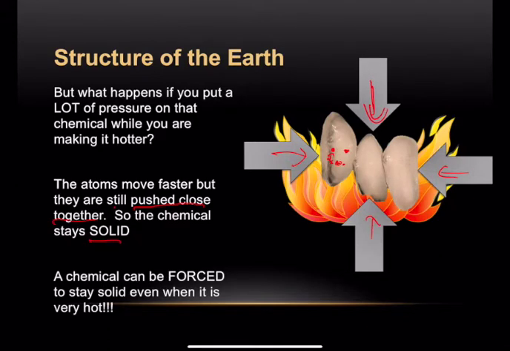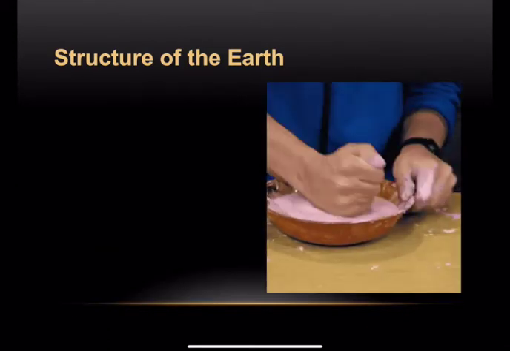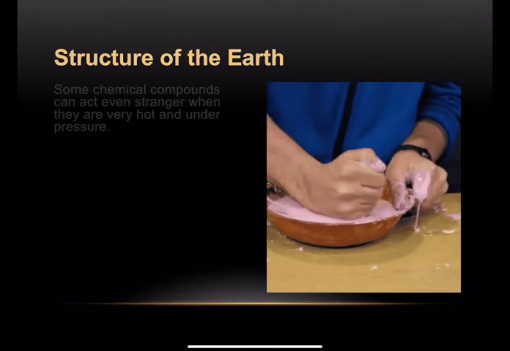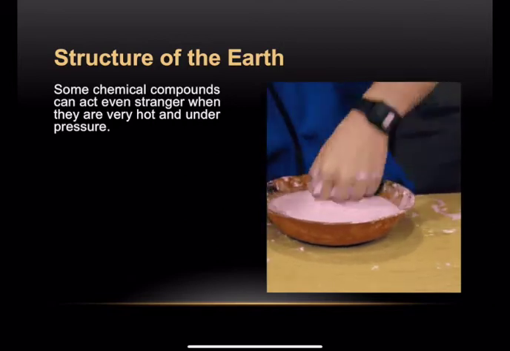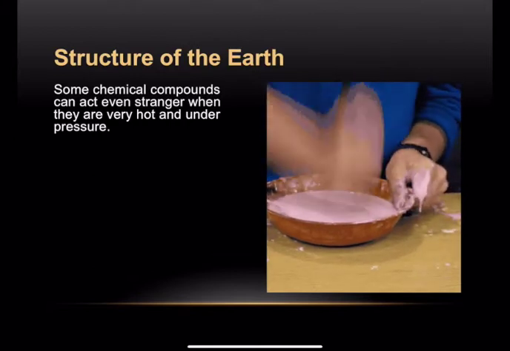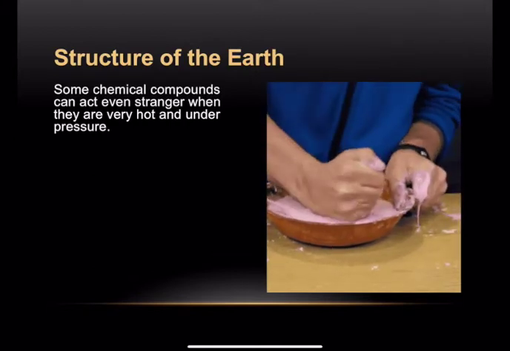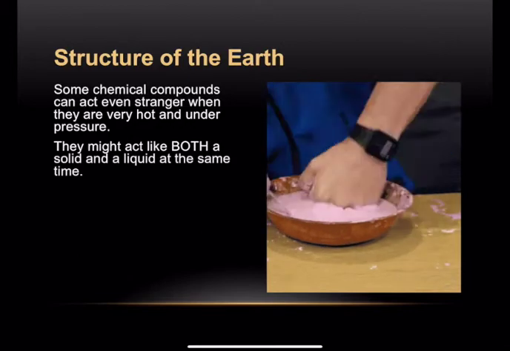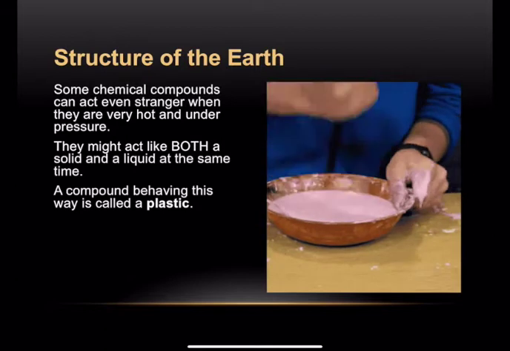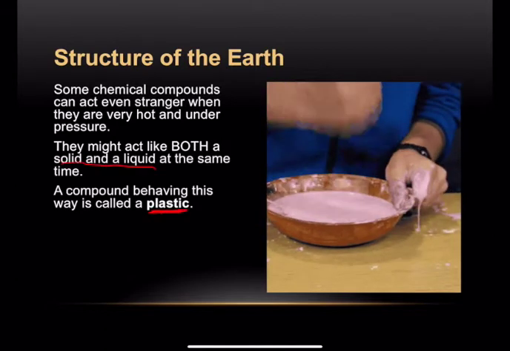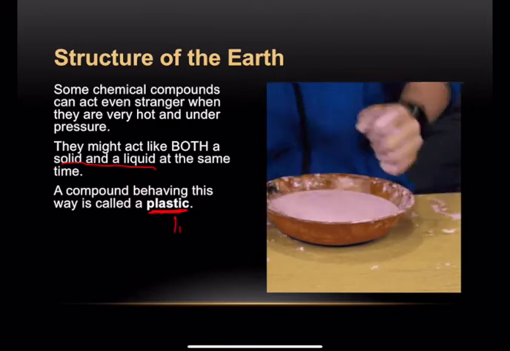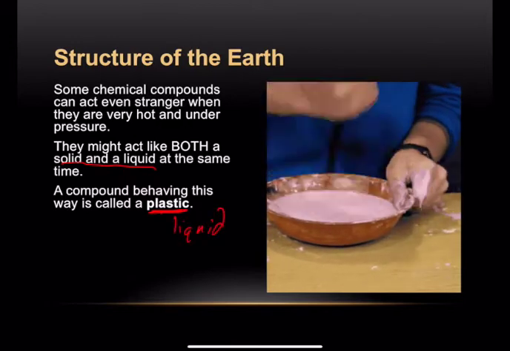A chemical can be forced to stay solid even if it is very hot. All right, I'm going to switch back over to this idea of plastic. I should have done these in a different order, but we're just going to go with it. Some chemicals can act even stranger if they're hot and under a lot of pressure. They can sometimes act like a solid and a liquid at the same time. In this case, if it's acting like a solid and a liquid at the same time, we're going to call that a plastic. A plastic is going to be a little bit more like a liquid, but sometimes it acts like a solid. Okay?